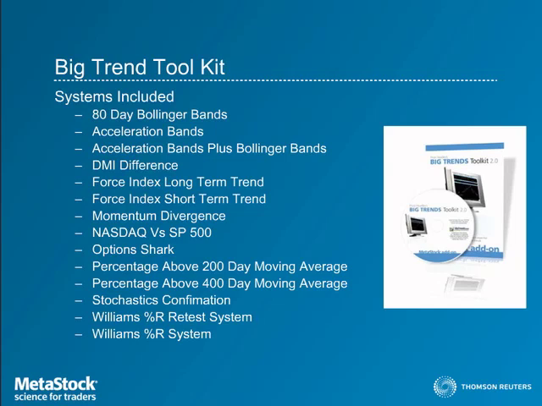So we talked a little bit about acceleration bands. I really like the ones that combine the acceleration and the Bollinger Bands. There's your percentage above the 200-day and 400-day moving average. The NASDAQ versus S&P 500 is a very good market timing type of system. Anyway, all of this work, all these methods that he likes to use when he's looking at different trading techniques and different trading strategies, all included in just one kit.